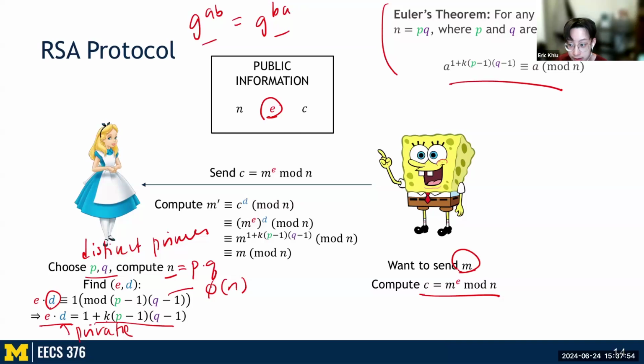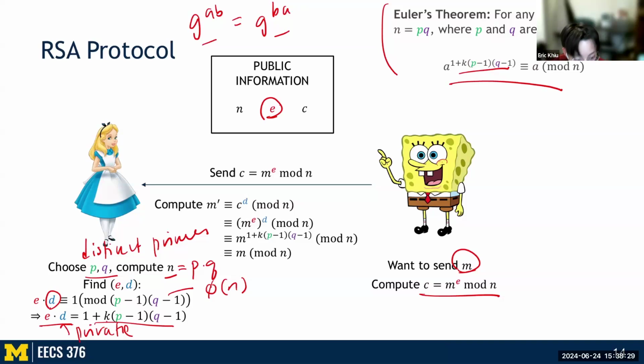Okay, any question? It's basically a similar idea to Diffie-Hellman, where you try to leverage the properties of modular exponentiation. And now she's using Euler's theorem to choose the key, to choose this 1 plus K (P minus 1)(Q minus 1), so that you could decrypt it back to the original message.